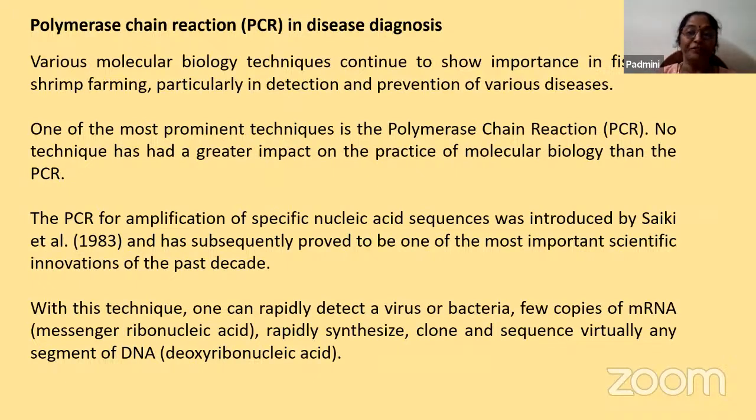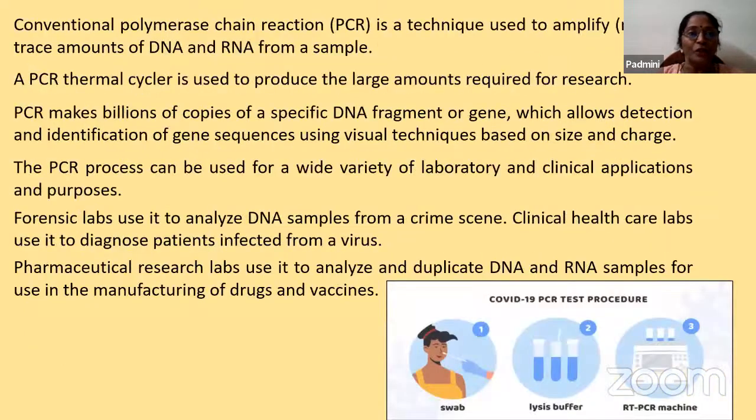to know if a fish is affected with some disease, you want to know what type of disease that has affected it, whether it is a virus, and if it is a virus, what type of virus, or if it is a bacteria, what type of bacteria. You could also amplify a few copies of mRNAs. You can rapidly synthesize them, clone them, sequence them, and segments of DNA can also be amplified with this particular technique. So conventional PCR is a technique used to amplify trace amounts of DNA and RNA from a sample.